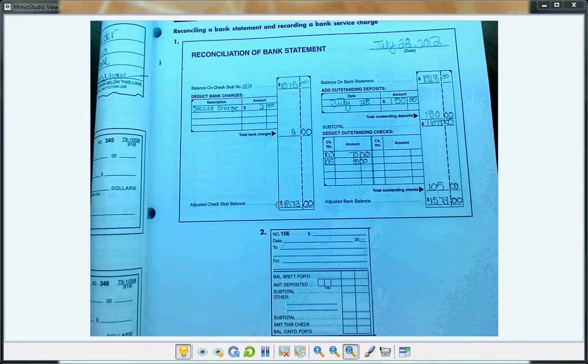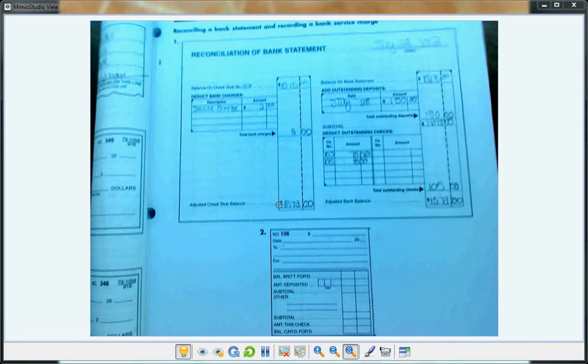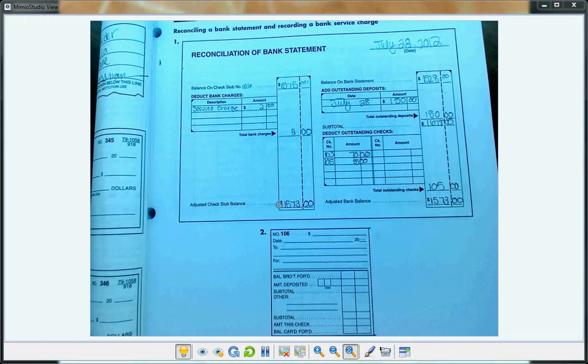Okay, so how do you know, if you're thinking, how am I ever going to remember when I do this on my own if I add or subtract? They give you nice clues right on there. Like under balance on check stub, it tells us to deduct bank charges. So deduct would mean subtract, right? And on the other side, it says add outstanding deposits. So if you're thinking, I can't remember that, just read and you'll know if you're adding or subtracting.